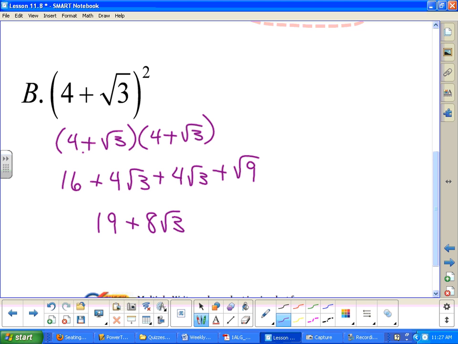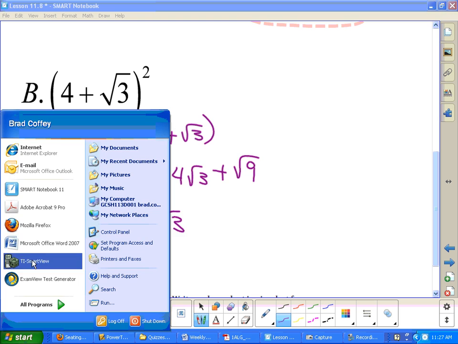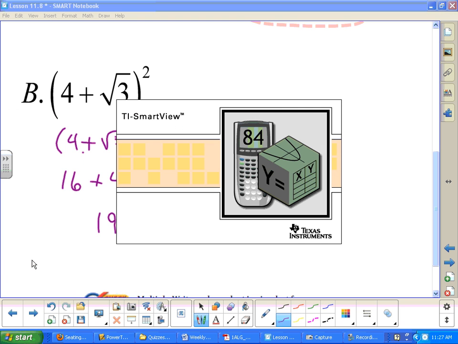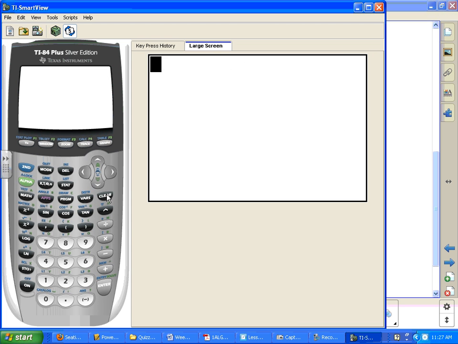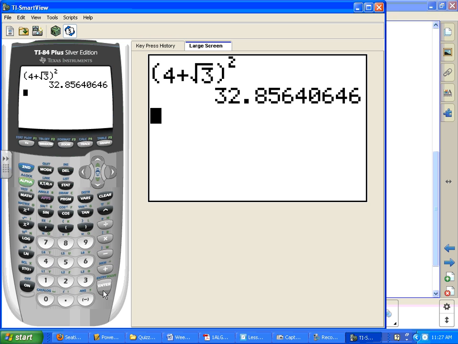Now, I'm going to show you how to use your calculator to check your answer. This is very important that you're able to do that, except my calculator is missing. And this is very simple. All you got to do is type in the original problem. So we'll put parenthesis 4 plus the square root of 3, and then close your parenthesis and square it. All right. And I get that decimal number.